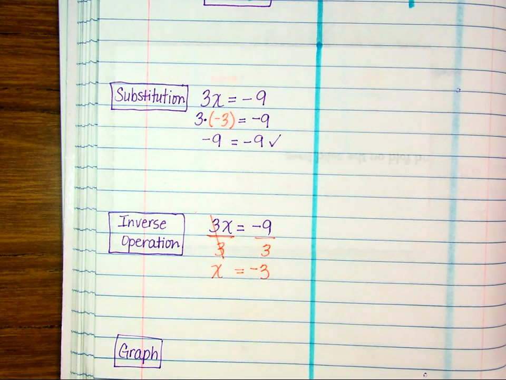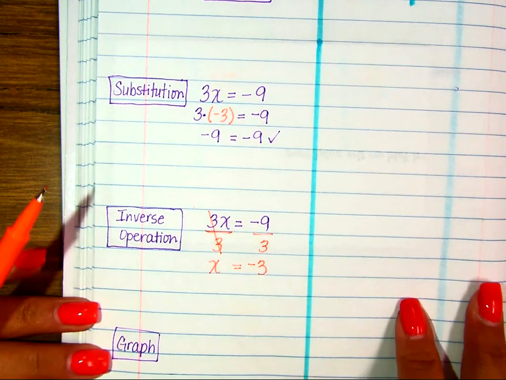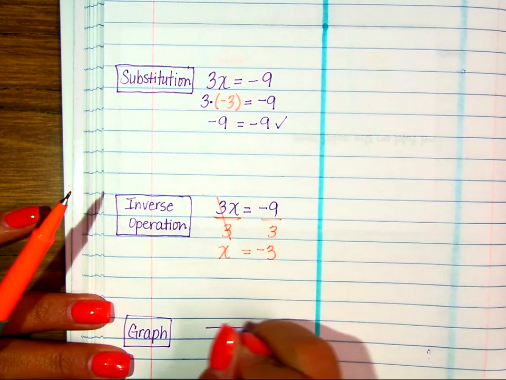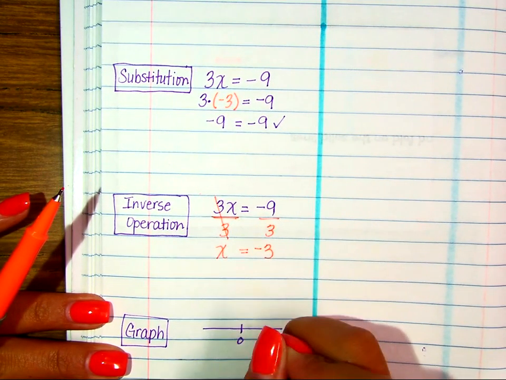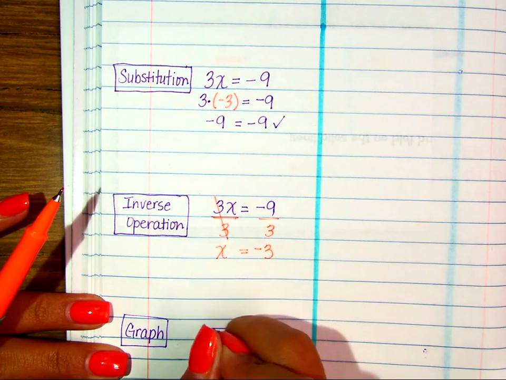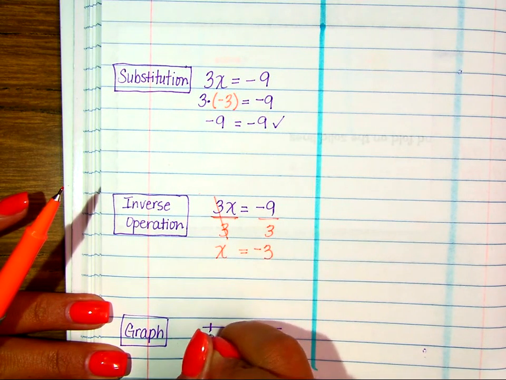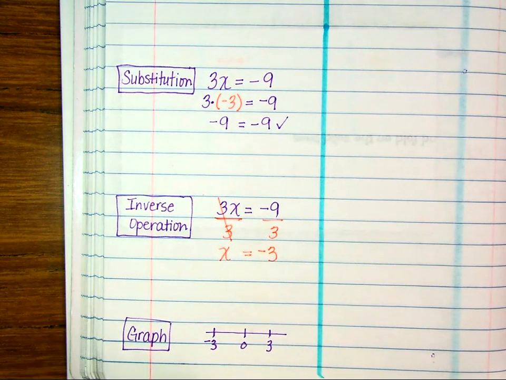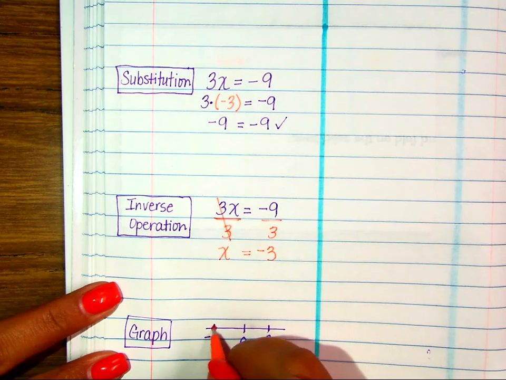What is this going to look like on a graph? We have 0. We're plotting 3, or labeling 3 and -3. And to show this answer, we would have a closed dot at the -3.